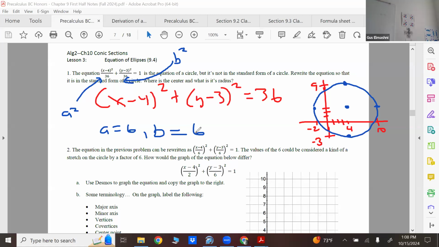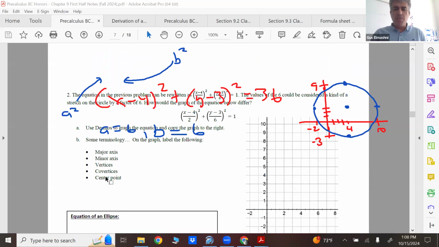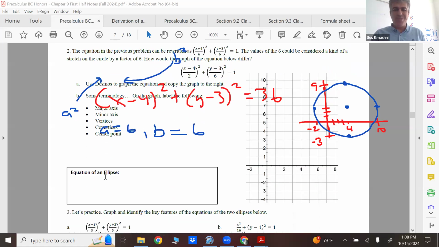So we rewrite the equation like this, which is true. This is the same thing, right? (x minus 4) over 6 squared plus (y minus 3) over 6 squared equals 1. But what if I decide to do a little change? What if I change the denominator of the first fraction from 6 to 2? Can't do that, right? So we can use Desmos to work this out for us. And then the terminology I kind of already explained, but what I'll do right now, instead of using Desmos, we'll just kind of do it.